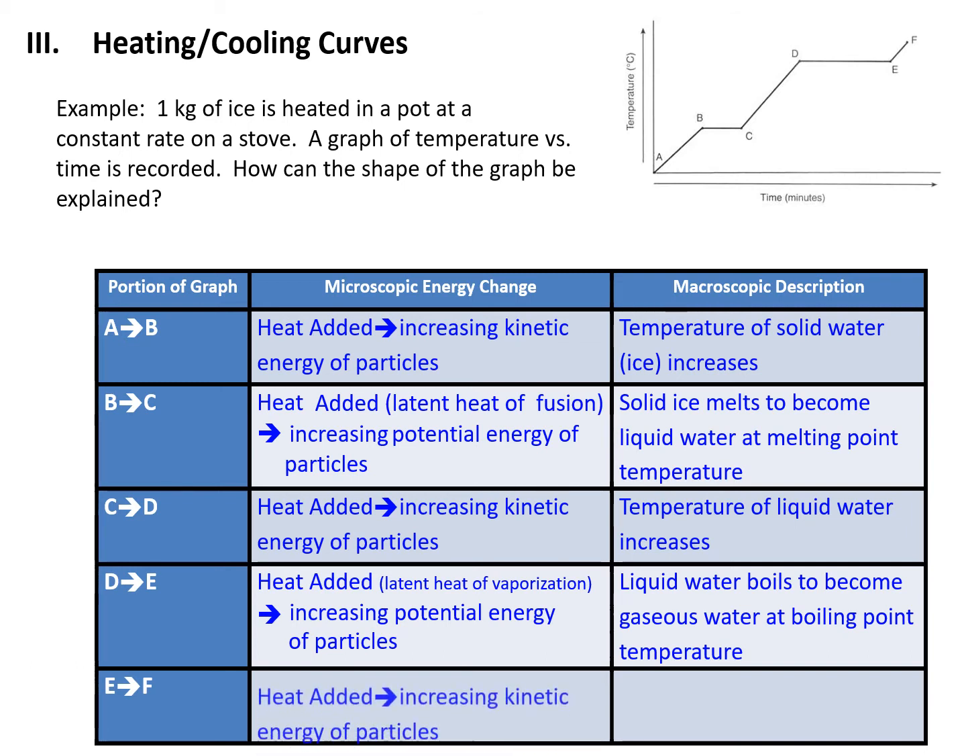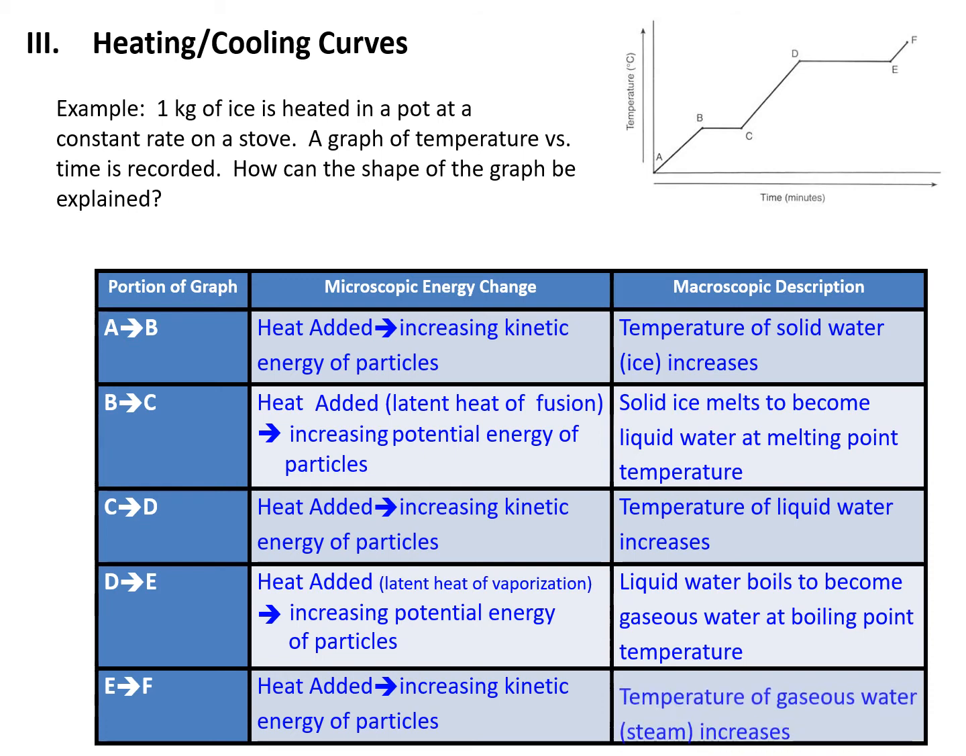And finally, in the last segment of the graph, EF, we see once again that all of our liquid sample has turned into a gas, so we have a pure gas. Now when we add energy in the form of heat, that energy added goes into increasing the kinetic energy of the particles, and that's why the temperature goes up.